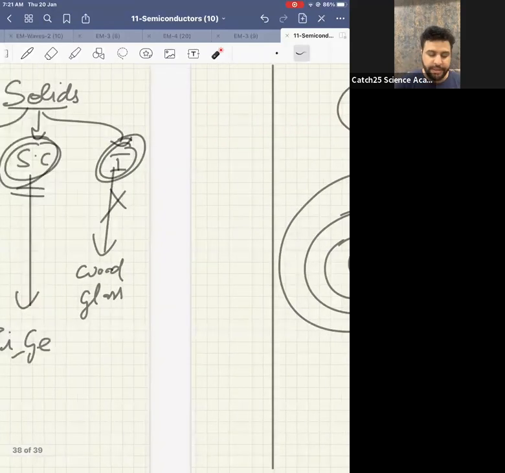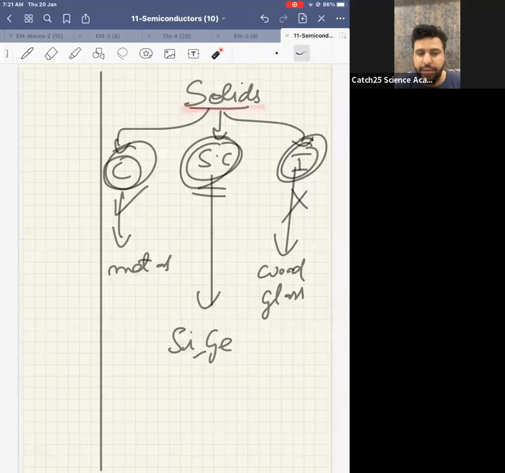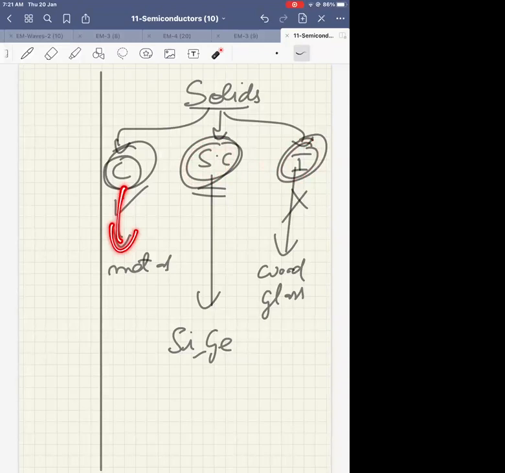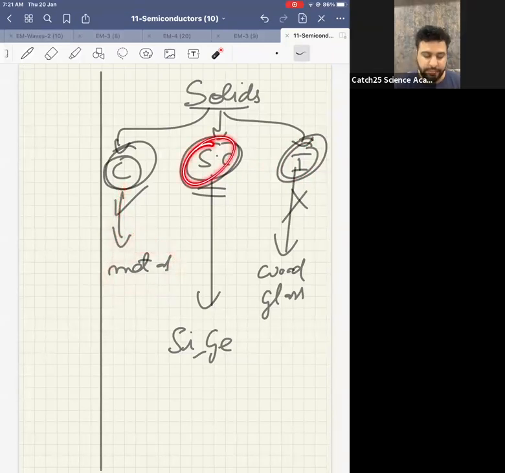So let me repeat from the beginning. If I classify solids, there are three types: conductor, semiconductor, and insulator. Conductor will conduct electricity, semiconductor will partially conduct electricity, and insulator will not conduct electricity. Conductor examples are metals, semiconductor examples are silicon and germanium, and insulator examples are wood, glass, plastic.